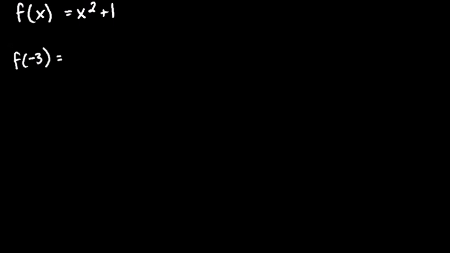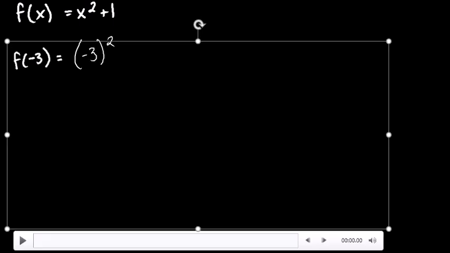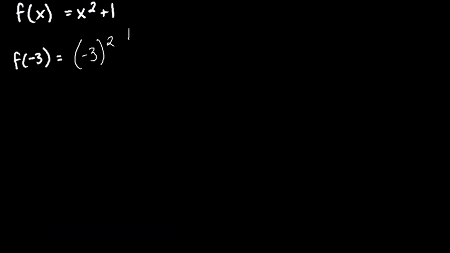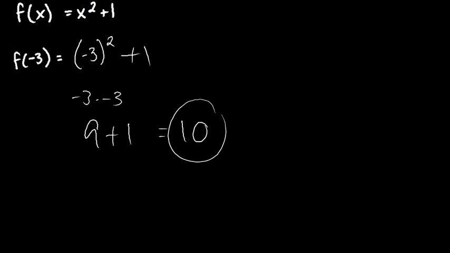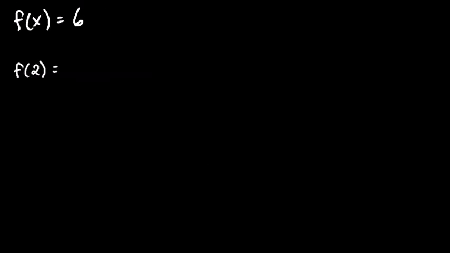So wherever there is an x, I need to put a -3. I just put my -3 in my parentheses just to make sure. So I have -3 squared, which is the same as -3 times -3, so that's going to be a positive 9 plus 1 equals 10. Next, f of x equals 6. So my input variable is x, however, I don't have any x's. So it doesn't matter what I'm putting into the equation, it's always going to equal 6.